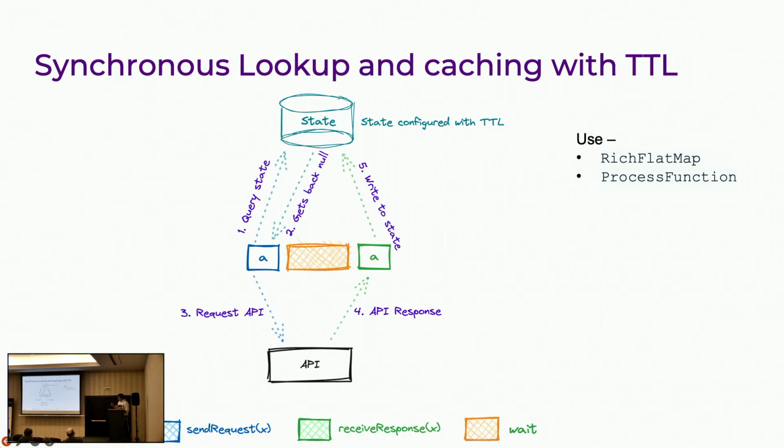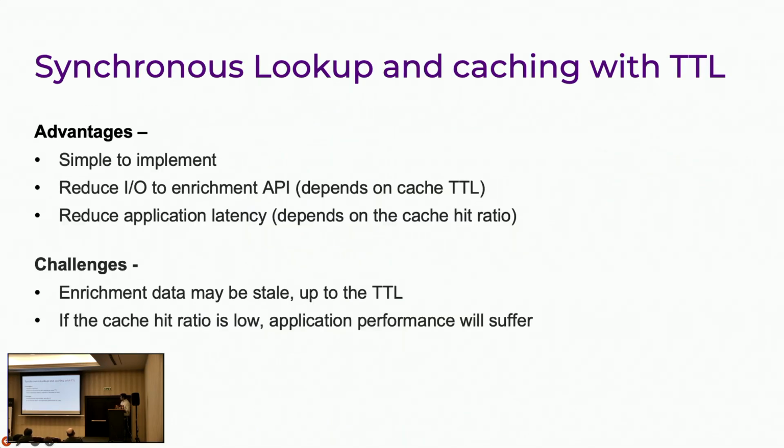Now, what is the advantage of this pattern? Well, first of all, it's simple to implement, and it also reduces the amount of I/O you are making to the enrichment API call. And it reduces the application latency as well, because you are having multiple cache hits, since you're reading from the cache most of the time. But it depends, right? If you end up with a scenario where your keys are not repeating and your keys are unique in nature, then you are making multiple synchronous calls, and that impacts your overall application.